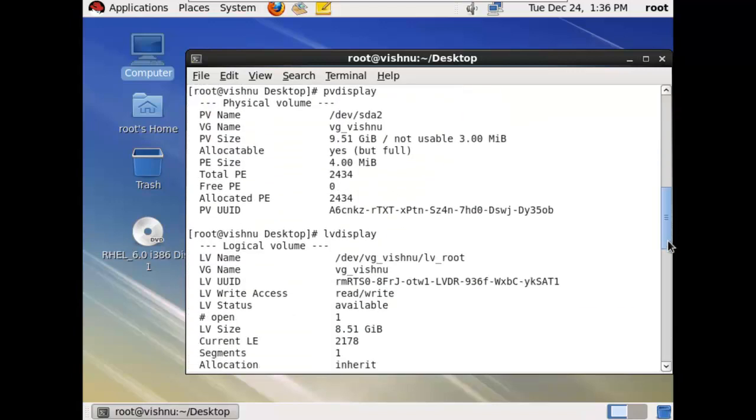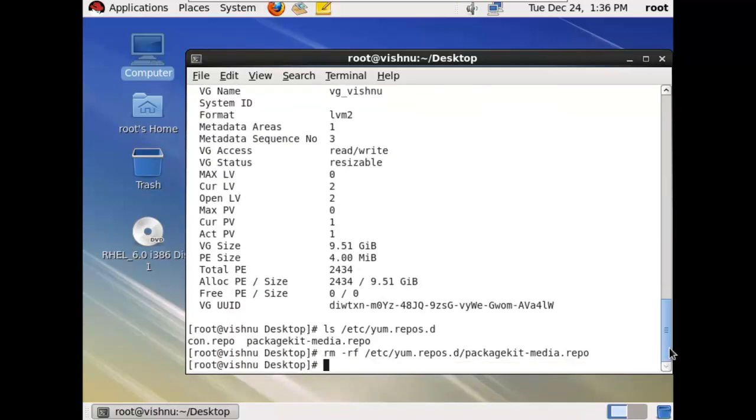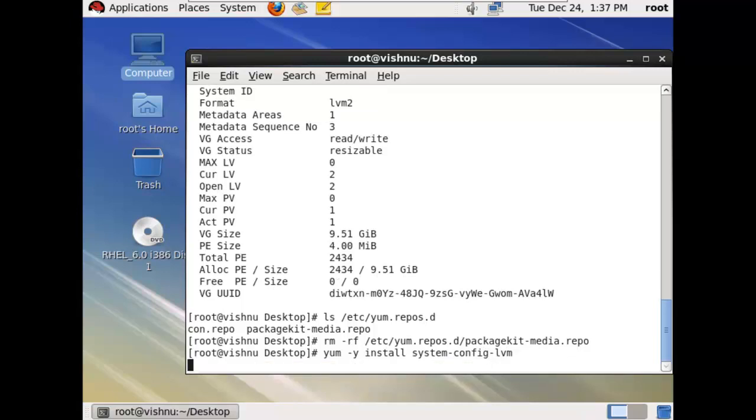Now guys, we will see the same information with the help of the Graphical Console. For viewing the same information with the help of the Graphical Console, you have to install one RPM. So here you will write yum -y install system-config-lvm and press enter.